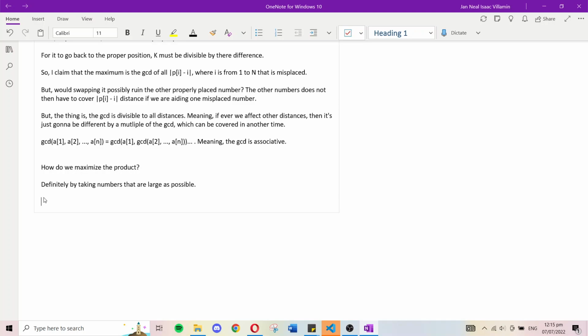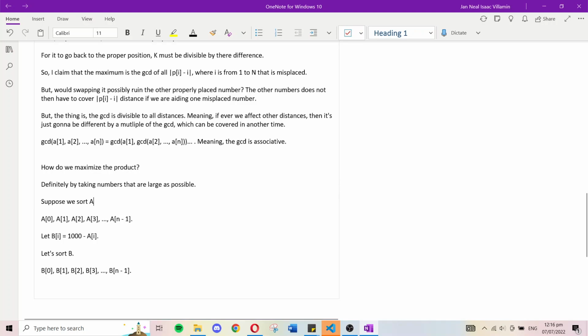So suppose we have A_i. Suppose we sort A, so we have A0, A1, A2, A3, ..., A(n-1). Let B_i equal 1000 minus A_i. So let's sort B, so we have B0, B1, B2, B3, ..., B(n-1), in descending order.